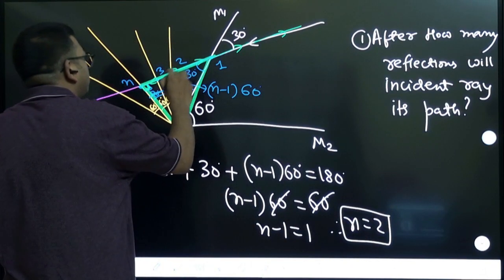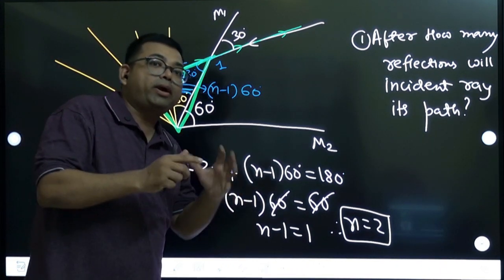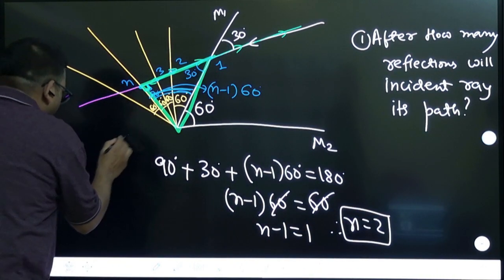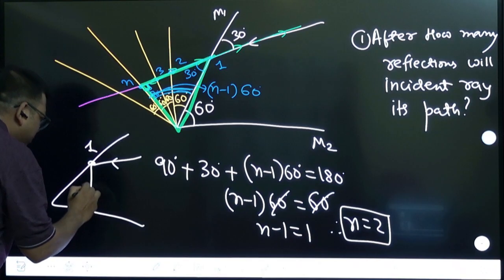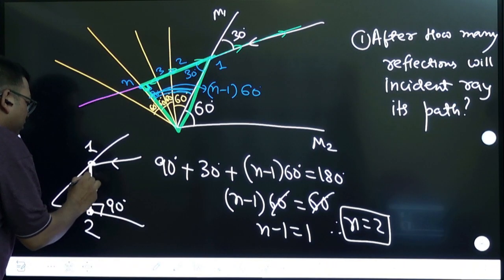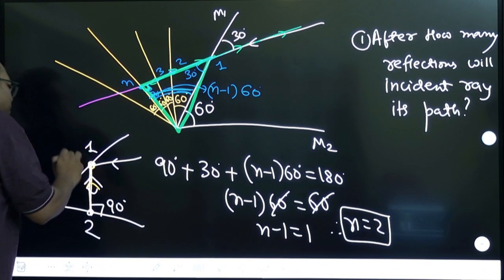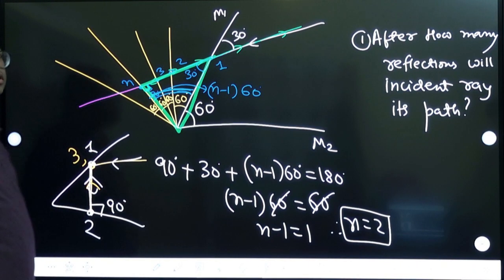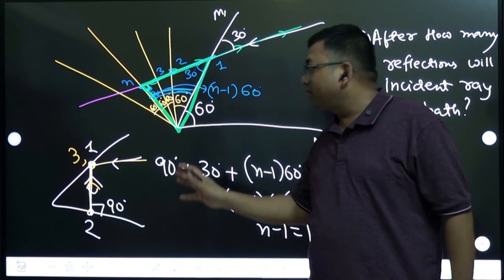n equal to 2 means here and here. Two points of incidence. Note that there are 2 points of incidence. So if the ray is coming, here is 1 point of incidence and after that it is the second point of incidence. That's all. Here it is going to be 90 degrees, so it will retrace its path. While returning, it is again hitting here. So this is the third time it is hitting. That's all. So the total number of reflections is 3. Number of points of incidence is 2.